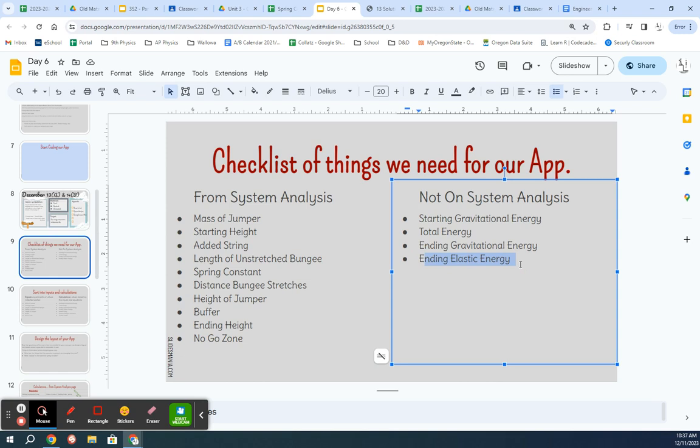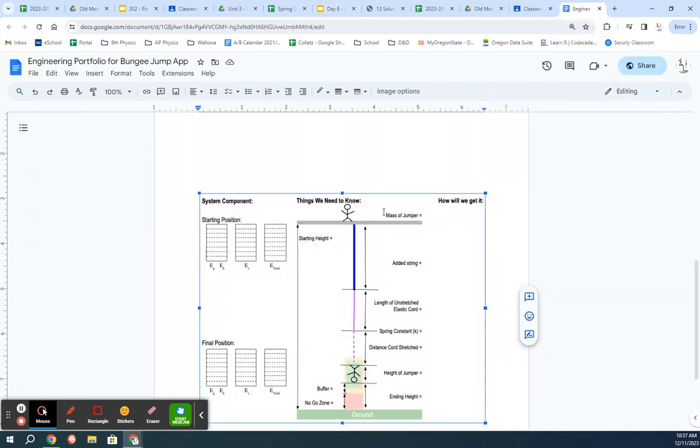So again, these ones are a little bit harder, but we'll take a look at how to figure those things out. All about conservation of energy, all about those bar charts on the left-hand side that you guys should have filled out.